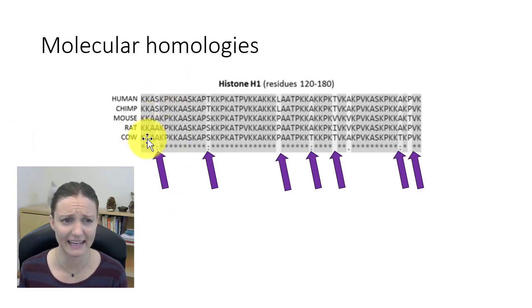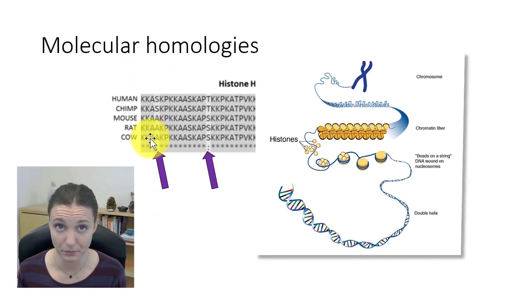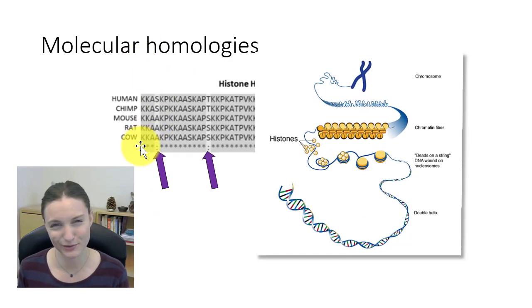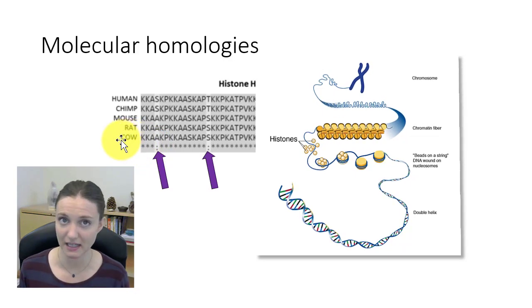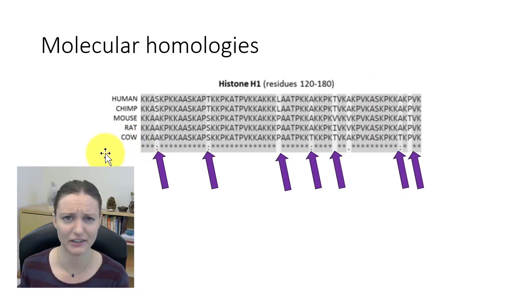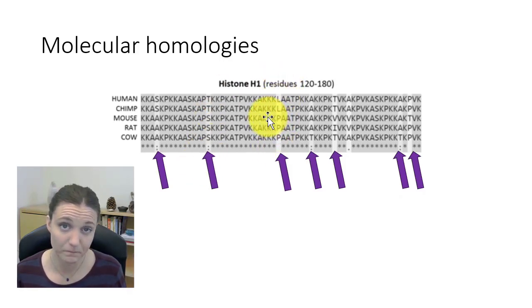So here we're looking at the amino acid sequence for histone proteins. Histones are used to coil up DNA, to store DNA inside the nucleus of a cell. And we're looking at similarities in the amino acid sequence in humans, chimps, mouse, rats, and cows, right? In these places that are highlighted, those are locations where there's been a mutation in the DNA that was inherited then by the next group, right?